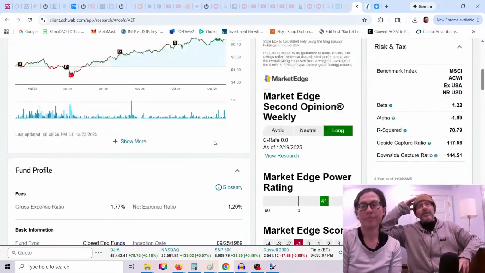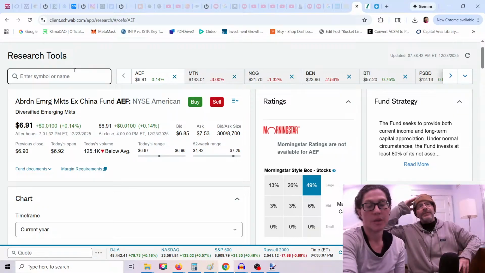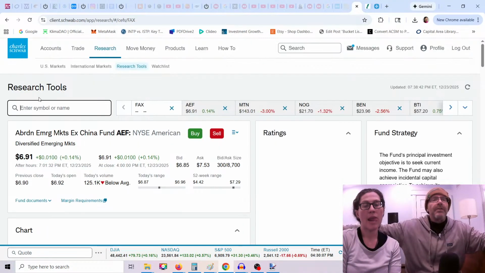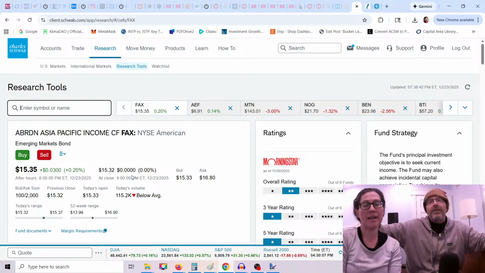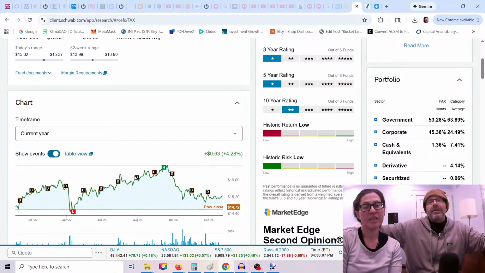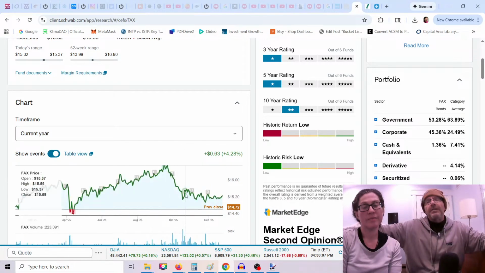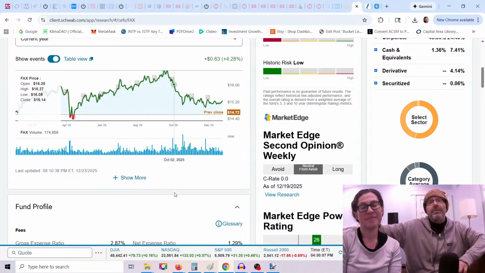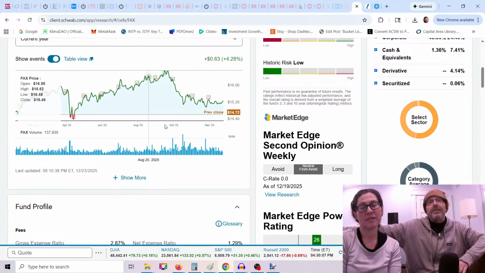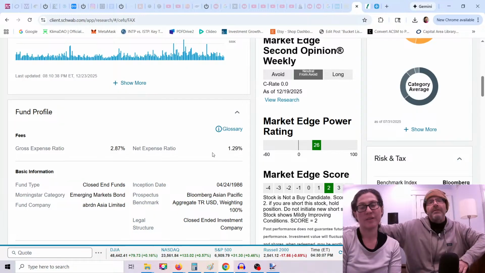FAX is the next one. FAX. Seems to be a theme there, because now we're doing emerging markets and Asia Pacific. Wait till you see that chart. Ew. Holy crap. Ew, that is a mess, but it's still up year to date, so I guess that's something. That's crazy. Honestly, they started out really low.